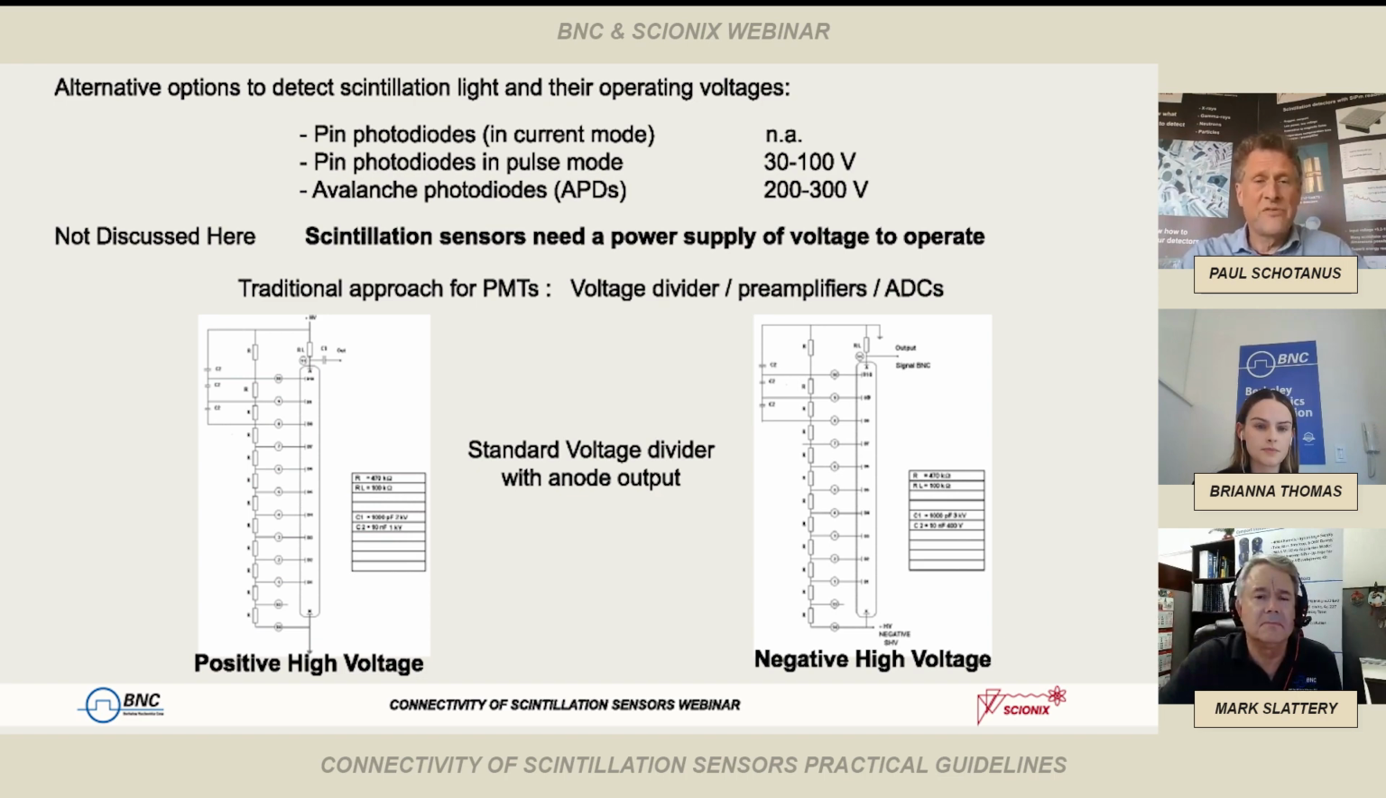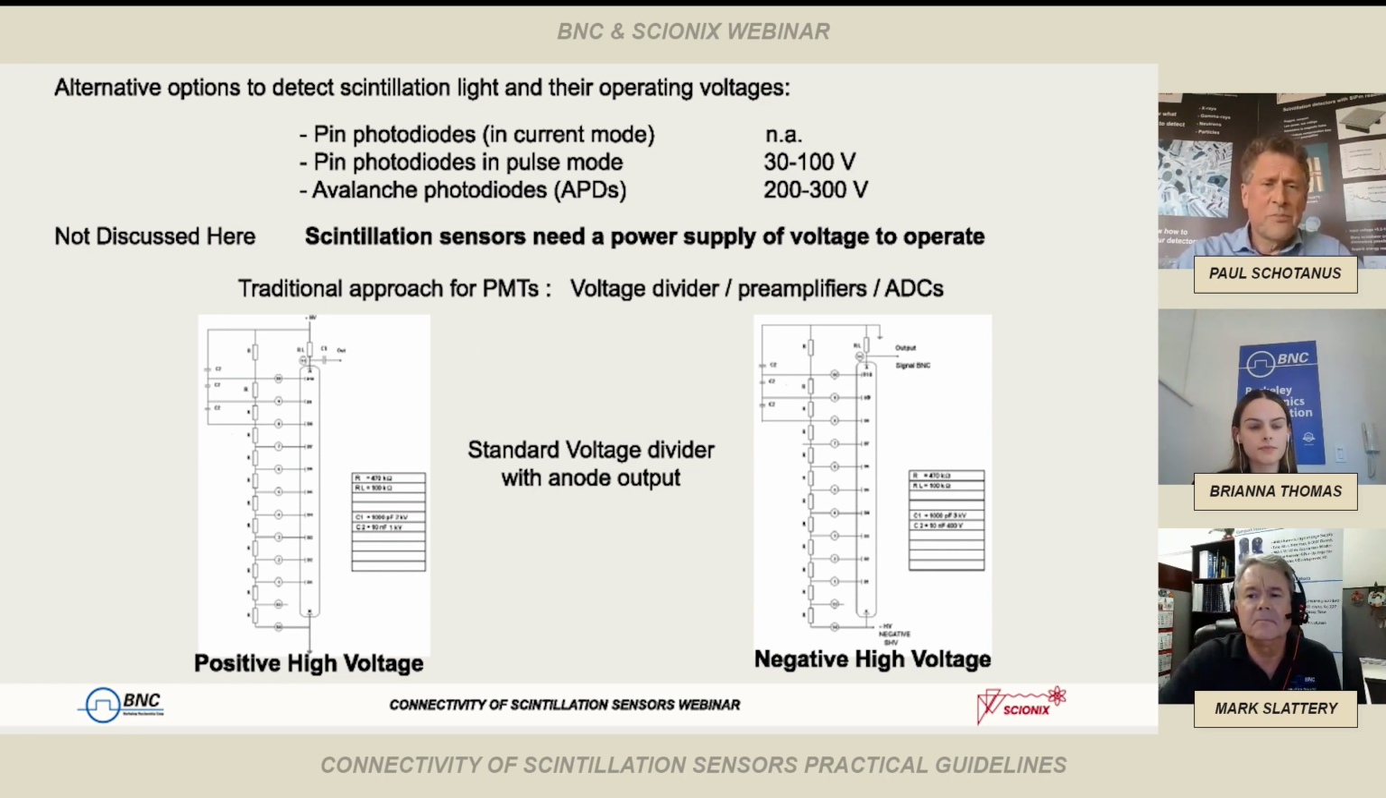They are biased with a voltage of roughly 30 to 100 volts. Or we can talk about avalanche photodiodes with an area of a few millimeters or a centimeter. There, the voltages are roughly 200 to 300 volts. We won't discuss those methods here, but I'd like to concentrate on photomultiplier tubes and silicon photomultiplier tubes.